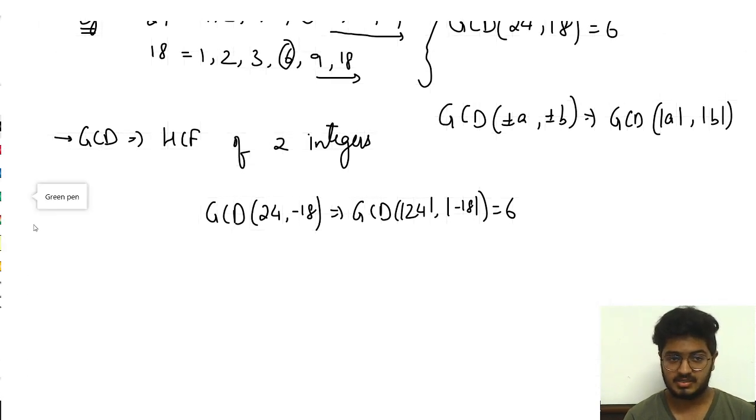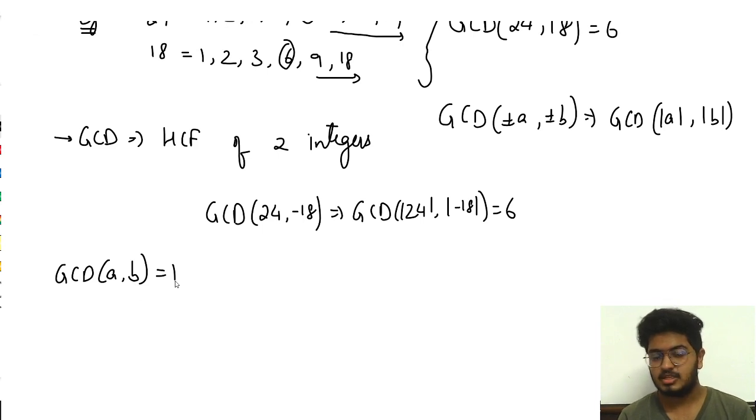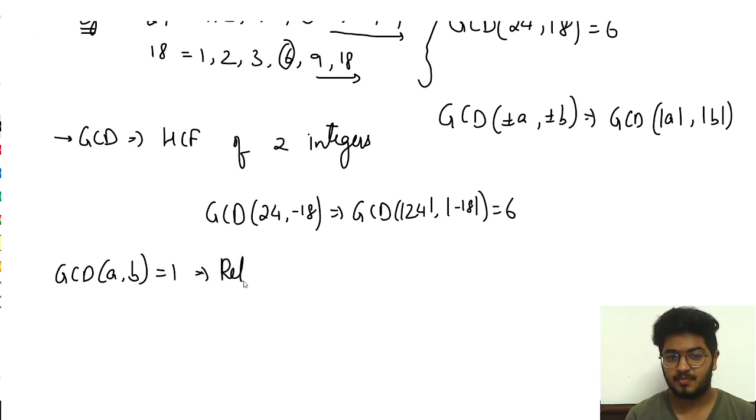Another thing to keep in mind is that if the GCD of A comma B equals 1, that means there is no other number greater than 1 common in both numbers A and B, then we call them relatively prime. Relatively prime numbers.